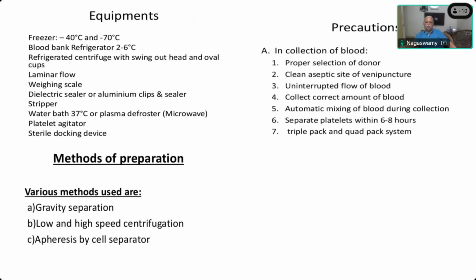Now, what are the precautions you have to take while you are doing this? In collection of blood: proper selection of donor, clean and aseptic site for venipuncture, uninterrupted flow of blood from the donor, collect the correct amount of blood, automatic mixing of blood during collection with the anticoagulant, separate platelets within 6 to 8 hours. This is very important. And triple pack and quad pack system collection is very important. I will show you how they will look like.